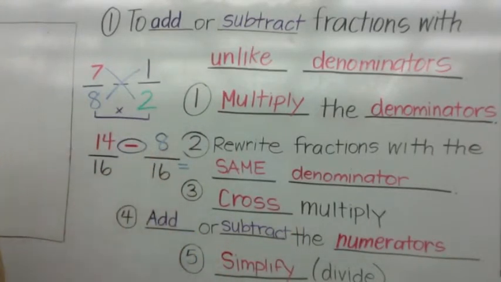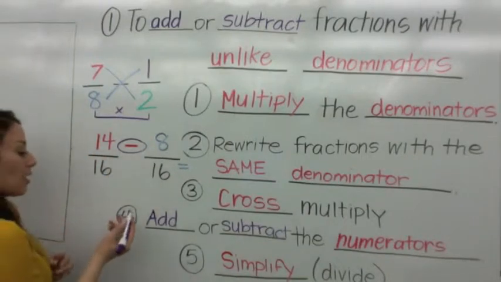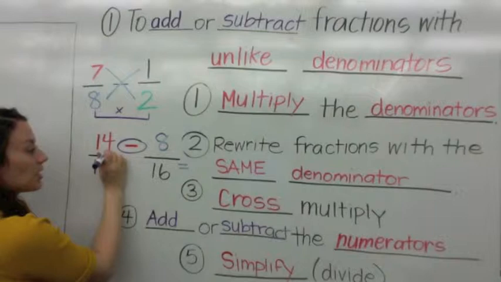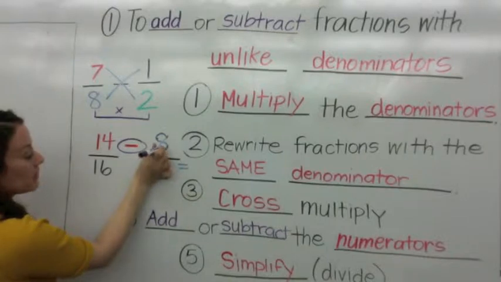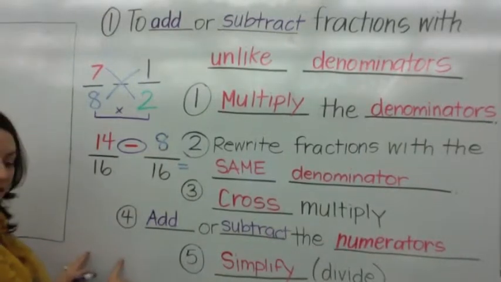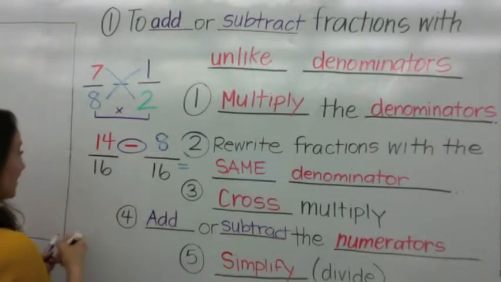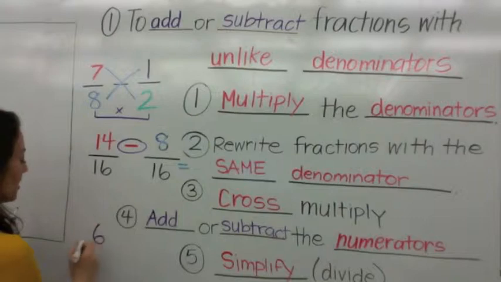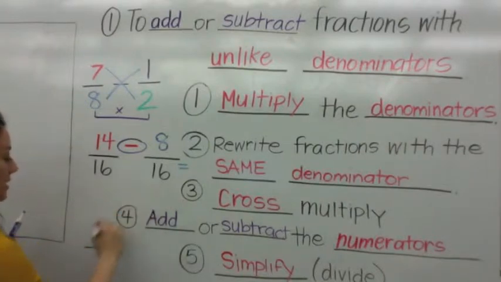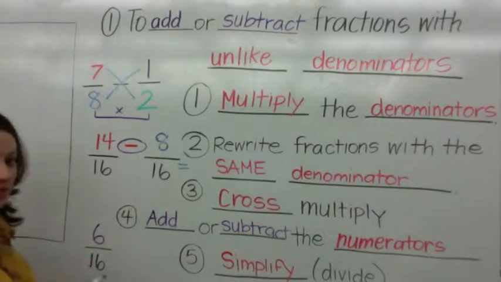Okay, the top numbers. You have 14, take away 8. Let's go ahead and subtract, count back. Say 14, count backwards using touch math. 13, 12, 11, 10, 9, 8, 7, 6. So I'm going to write the fraction right here. The numerator is 6. And what is the denominator again? The denominator is 16. So we have 6/16.